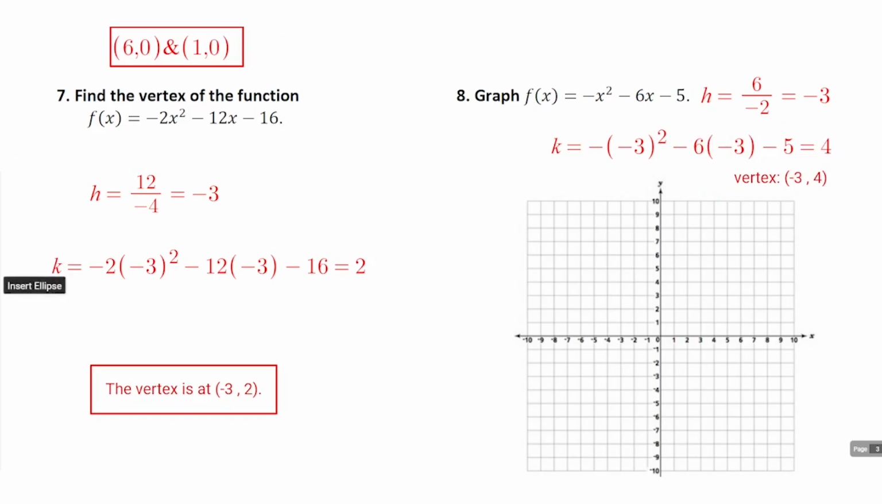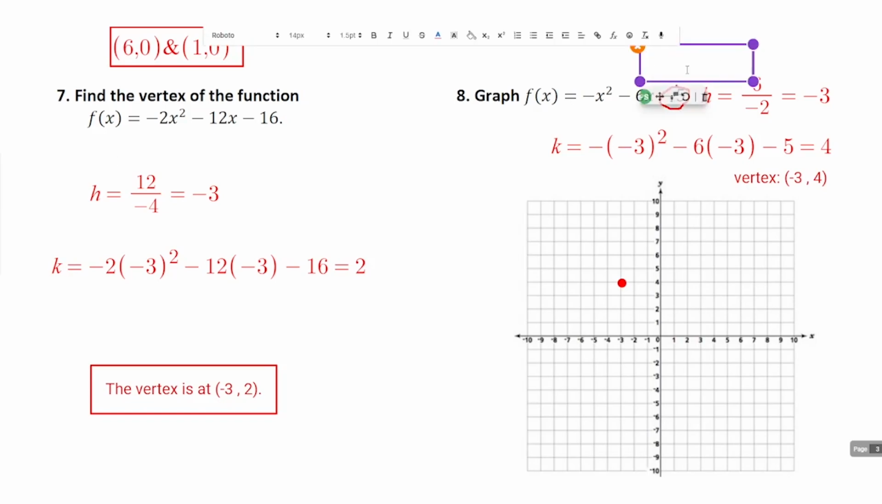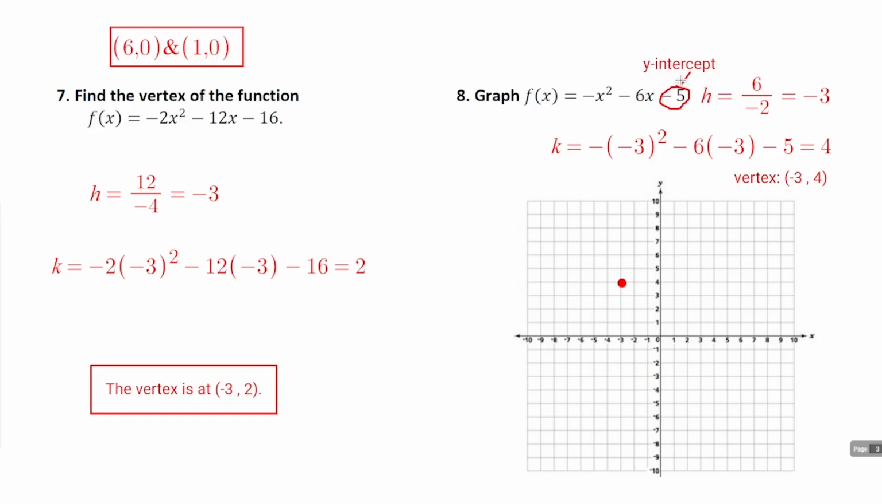So I'm going to go ahead and plot that now. Negative 3 comma 4 is going to be up here. It is opening down, so I'm expecting it to kind of go like this. And we do have our y-intercept at negative 5. This is the y-intercept. Okay, negative 5. So I'm going to plot that point as well.